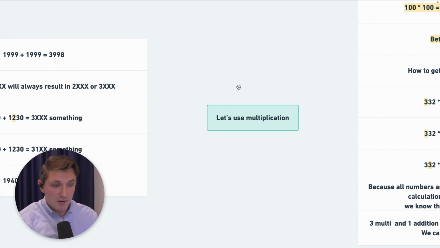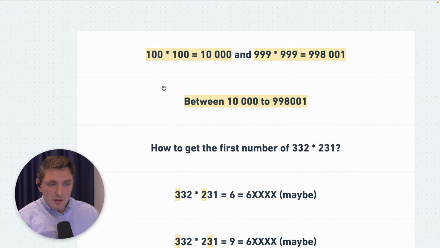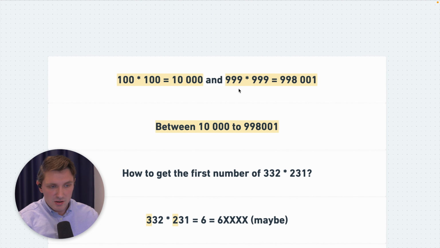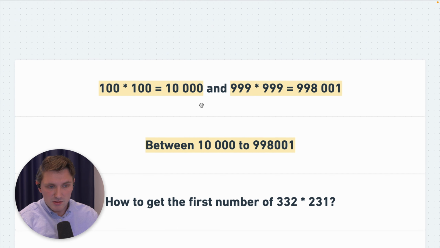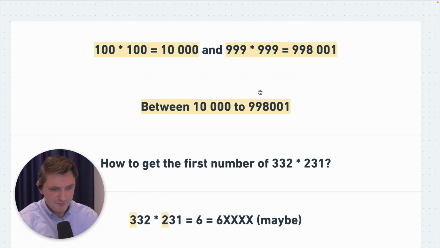And that's basically how you do left to right calculations when it comes to addition. Now, let's do multiplication. When it comes to numbers that are 3 digits, we can know certain things. We will know that the result is between 10,000 and 998,001, which is the maximum. If you multiply 100 times 100, you will get 10,000. And if you multiply 999 times 999, you will have 998,001.